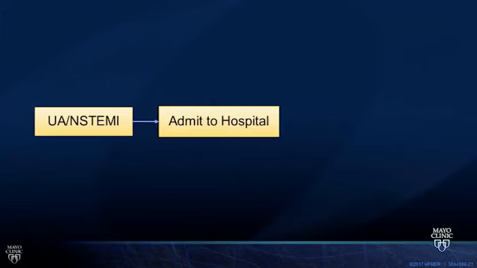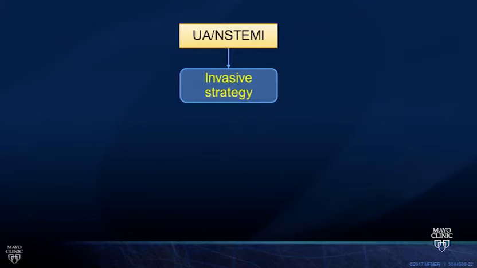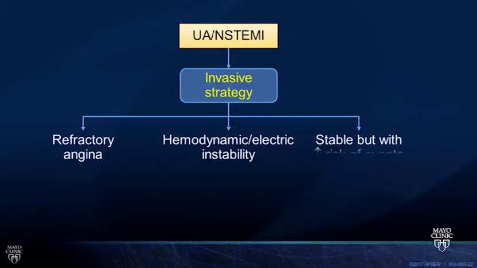So let's move on to the strategies. So we have someone coming in with unstable angina or non-STEMI, they're admitted, and we're going to make the decision should they go for an early invasive strategy or the ischemia-guided strategy. So we'll touch on the invasive strategy first. Those patients with refractory angina, hemodynamic instability, or that are stable but have a number of risk factors of increased risk will generally do an invasive strategy.